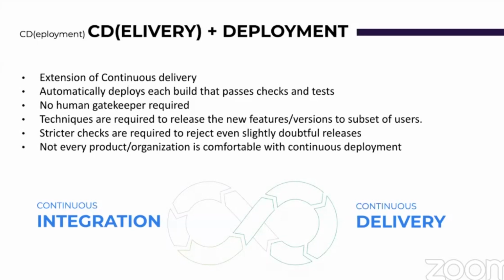Most teams go with continuous delivery and stop there, and there's no harm in that. It totally depends on what you are building and how critical it is. There's no hard and fast rule that you should actually use continuous deployments.